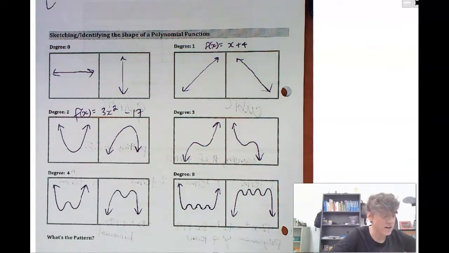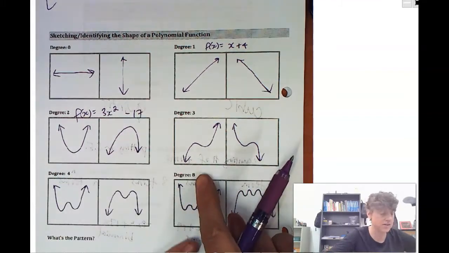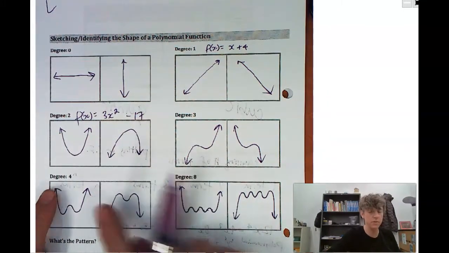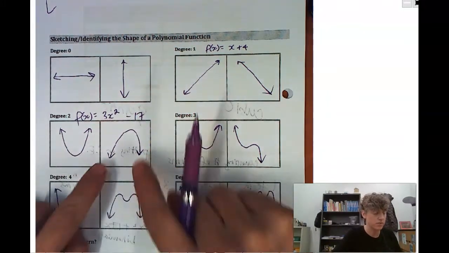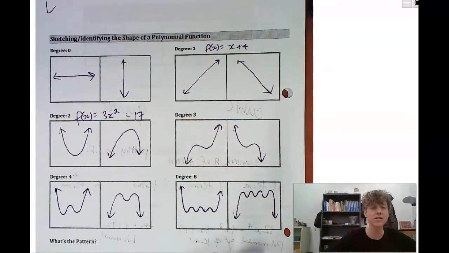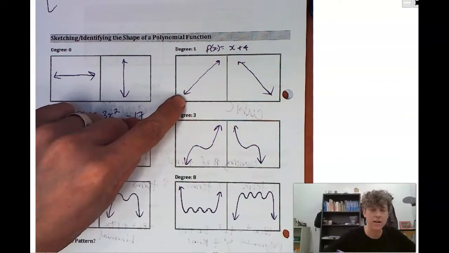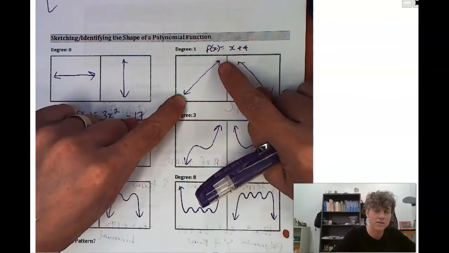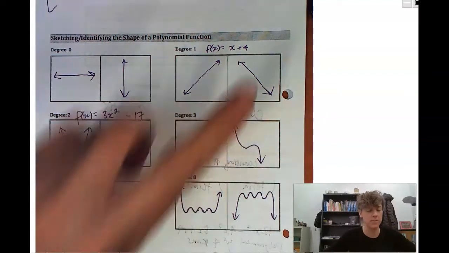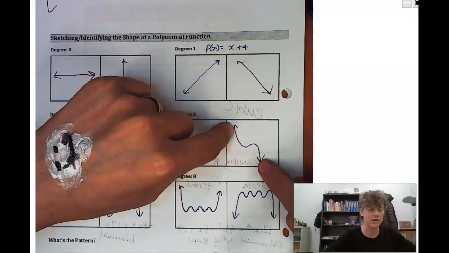If we have our even degrees, degree 2, degree 4, degree 8, the ends of the function, the arrows are either both going up or they're both going down. If we have an odd degree function, either the left side is going down and the right side's going up, or flipped. Left side up, right side down.